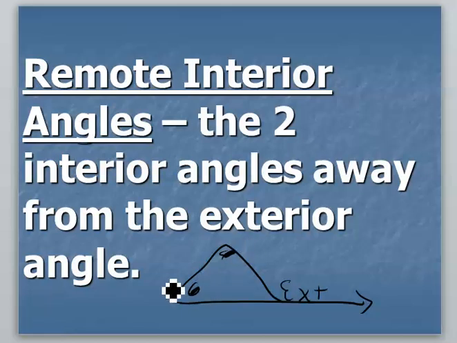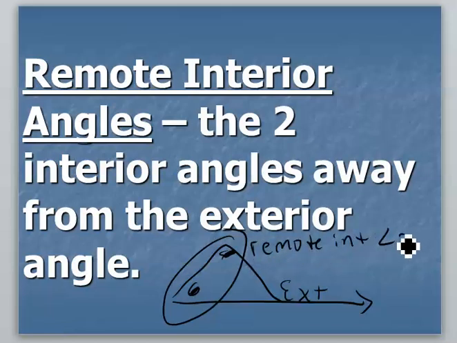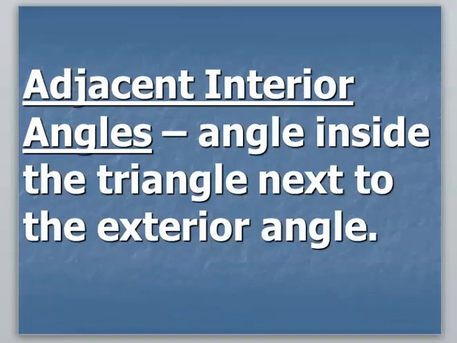If you think of remote as being like a faraway location, saying someone lives in a remote location, they live kind of out in the middle of nowhere. So remote is far away. So these are my 2 remote interior angles. Whereas an adjacent interior angle is the angle inside the triangle right next to the exterior. So again, if I use this as my exterior angle, this one would be my adjacent interior. Please be sure you write these definitions down. These will be good to read through to prepare for the true-false section of your test.